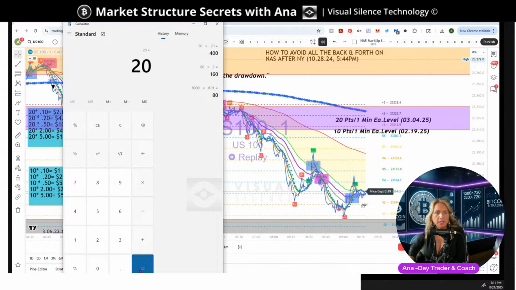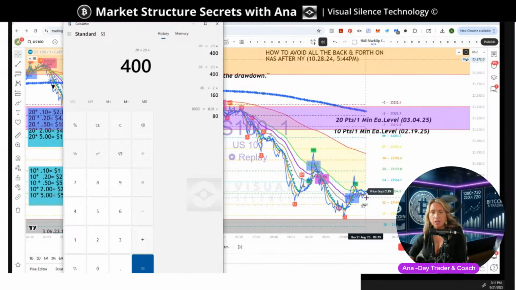That is going to be 20 times 20, which is $400. So to get up here, it'd be $400. But if it doesn't commit quickly, that's why I use the lower time frames. I could potentially, if she pulls back, I'm not paying attention.